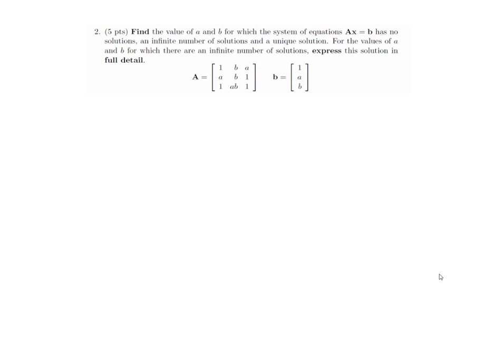Find the values of a and b for which the system of equations Ax is equal to b, A is given here and b is given here, has no solutions, an infinite number of solutions, or a unique solution. For the values of a and b for which there are an infinite number of solutions, express this solution in full detail. So first try to do this exercise by yourself and push the pause button.